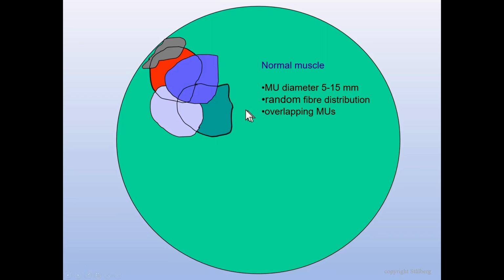And here's a schematic, a drawing of the same thing, with the territory of the motor units overlapping with each other. They are in principle roundish, except in the periphery where they may be elongated. The diameter is 5 to 15 millimeters, and the fibers within the territory of a given motor unit are randomly distributed.